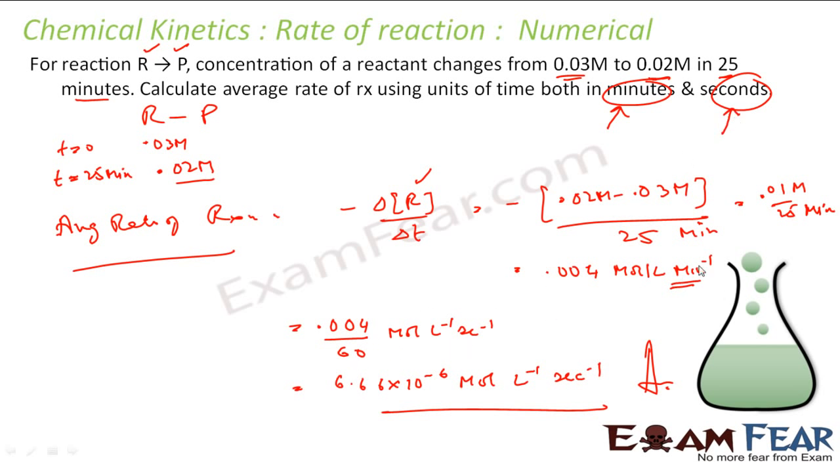Why divide by 60? Because you see minute is in denominator. If you want to make this 25 minutes in seconds, you have to make it 25 into 60 seconds, because 25 minutes is nothing but 25 into 60 seconds, right? So either you write 25 minutes here or you write 25 into 60 seconds. If you are saying 25 into 60 seconds, that means you are dividing the whole thing by 60.